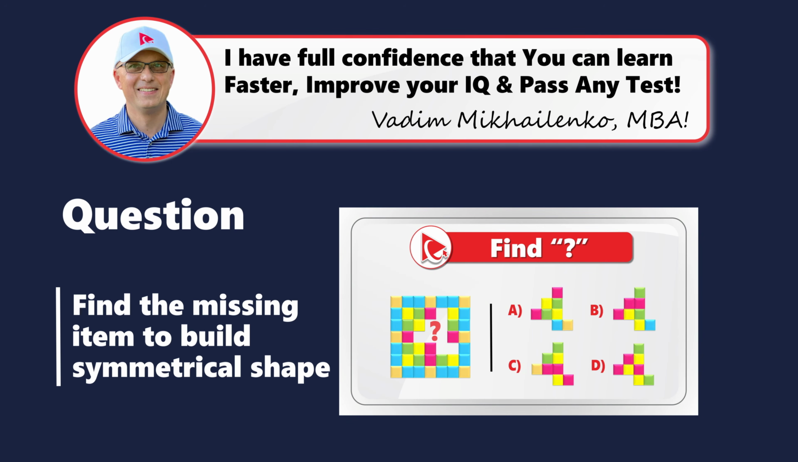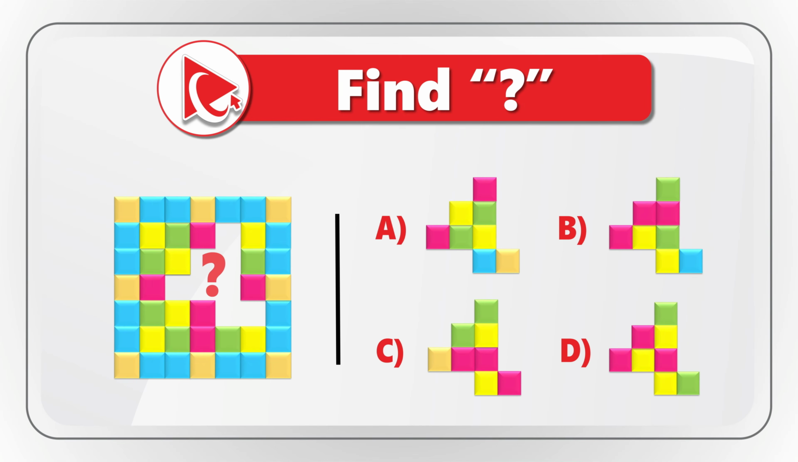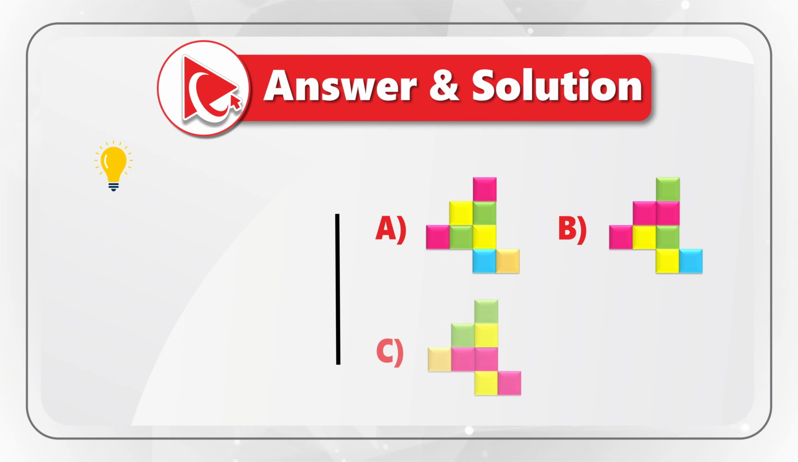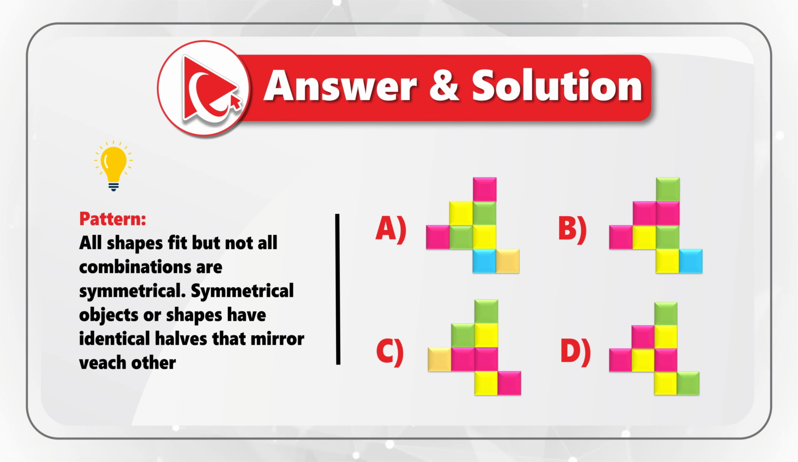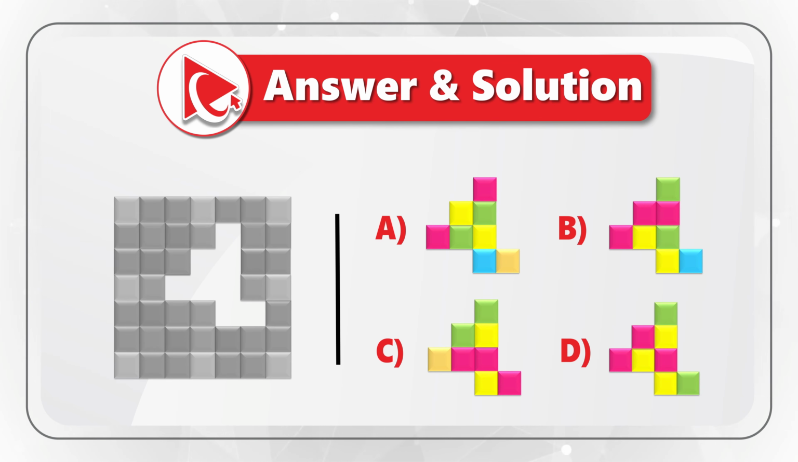Ready or not, I am moving forward to share with you my version of the answer. And if you have a better way to solve it, please make sure to post in comments. What's interesting about this question is that all objects will fit into the gap, but not all combinations are symmetrical. Let me demonstrate this. Let's try choice A. As you can see, it fits perfectly. Let's try choice B, C, and D, and as you can see, they all fit into the gap.